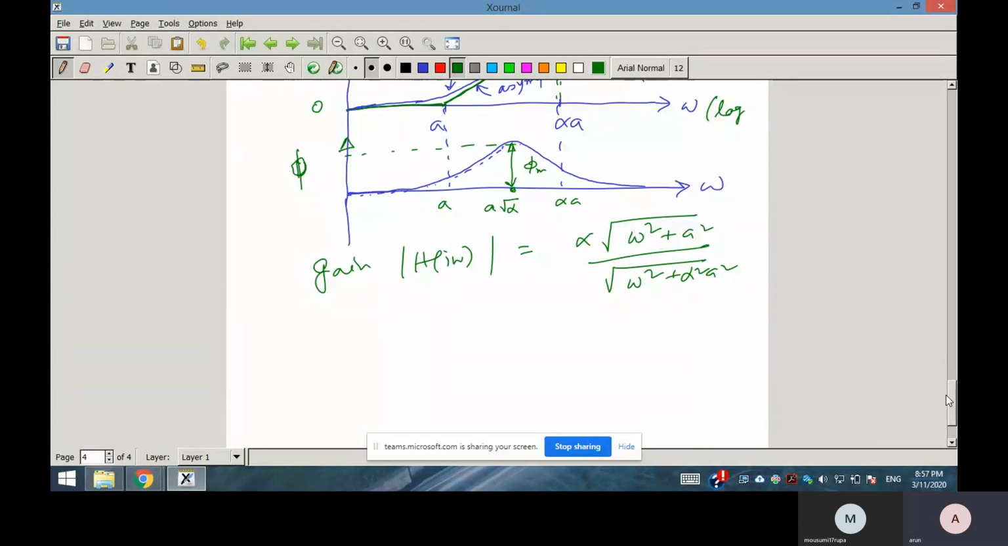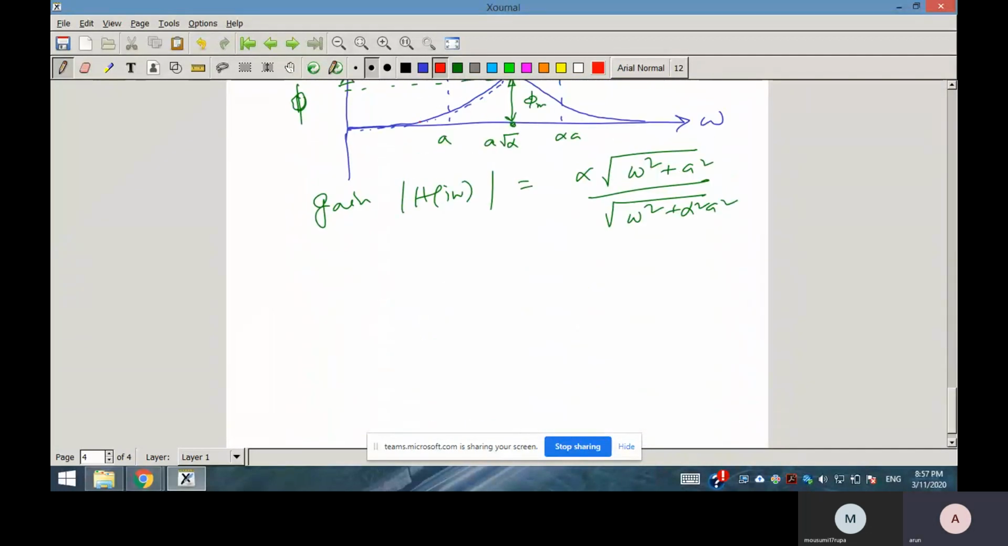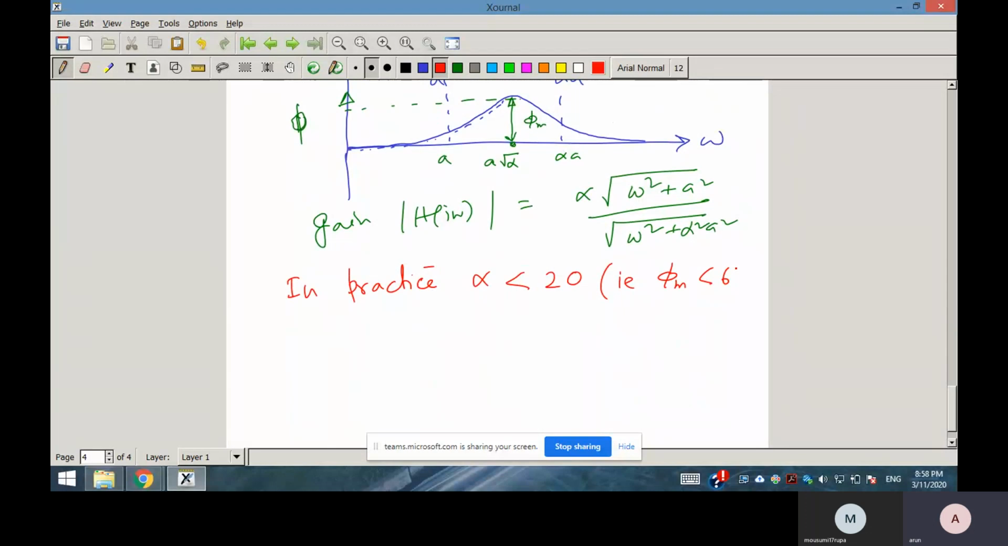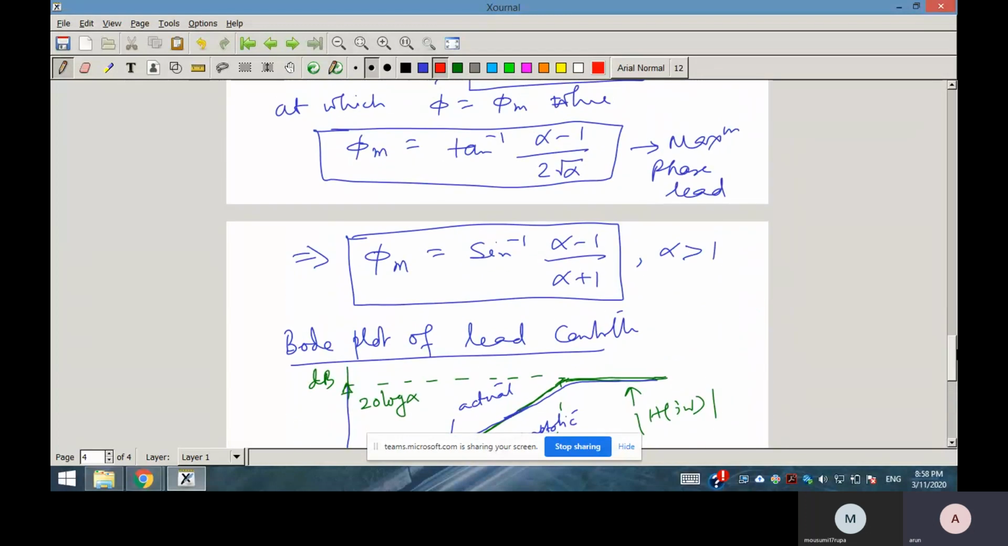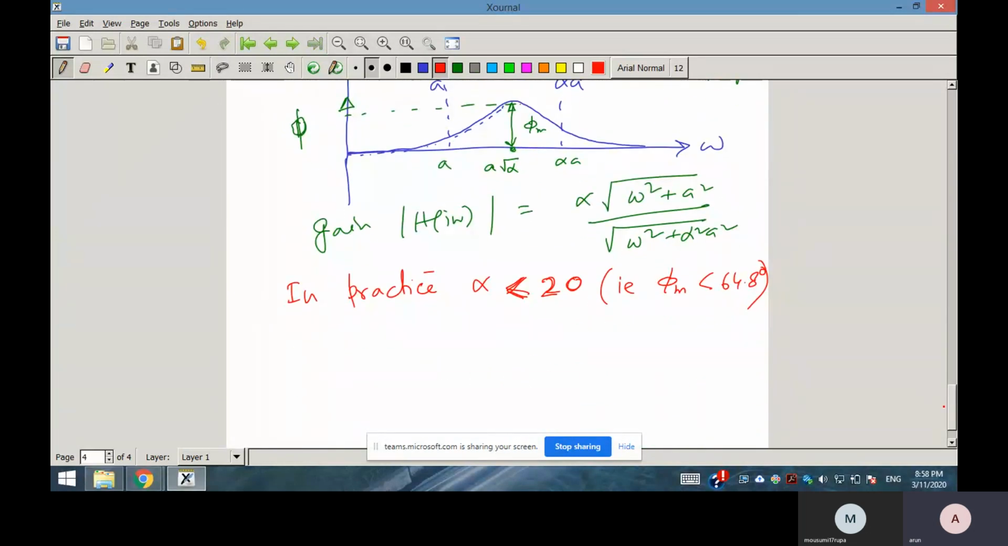Now alpha is greater than 1, but how much alpha is allowed in practice? In practice, alpha is assumed to be less than 20. If you take alpha equal to 20, the corresponding phi m, the maximum phase lead, is approximately 64.8 degrees. So alpha less than 20 is allowed. If you make alpha much more, the pole location of the controller will be far away from the imaginary axis, and it will be very susceptible to noise.